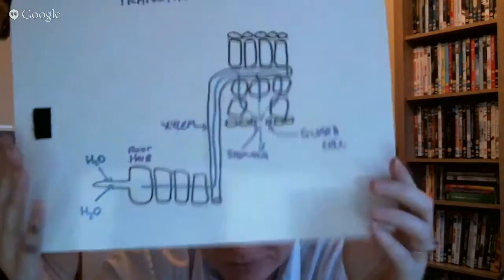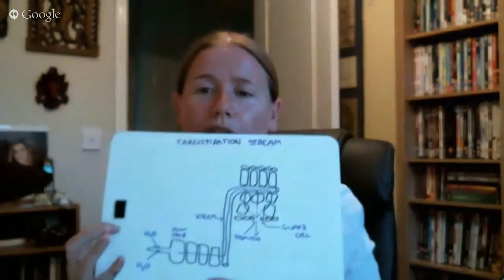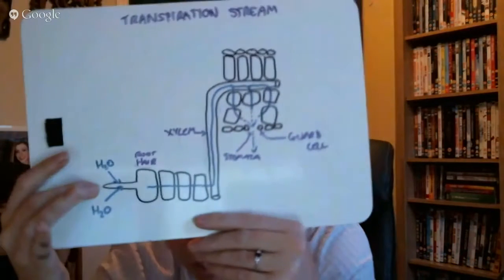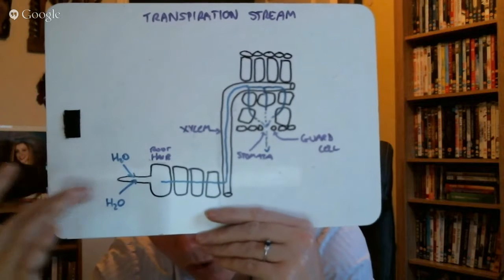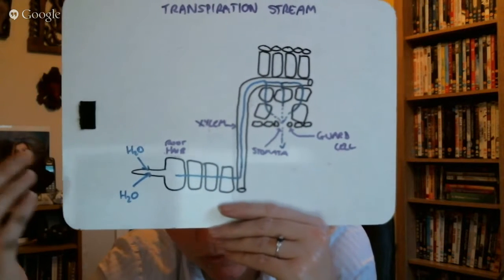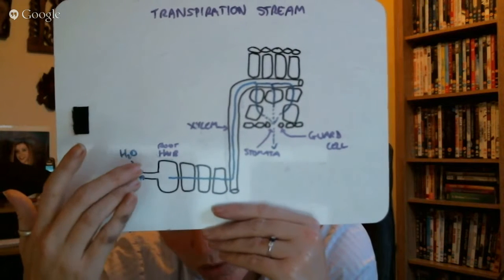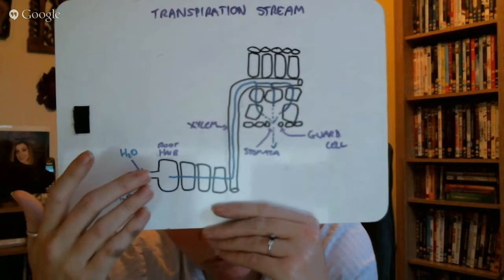Transpiration. Okay, so the transpiration stream. What we start off with is over here, this is our root. In the root of the plant, we've got the root hair cells, and the whole reason we've got root hair cells is to increase the surface area. So water moves into our root hair cell, first of all, simply by osmosis.